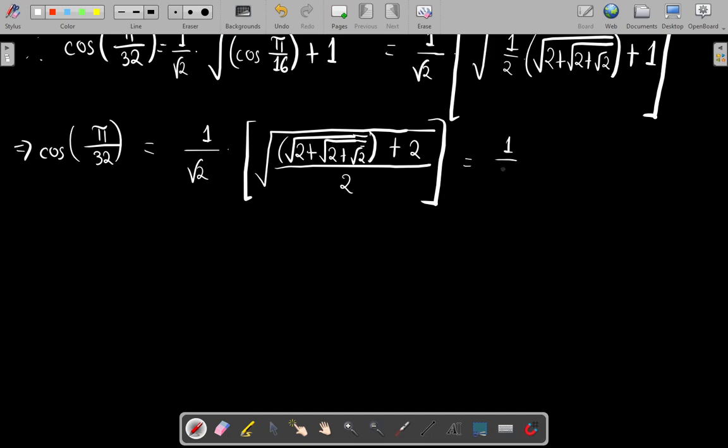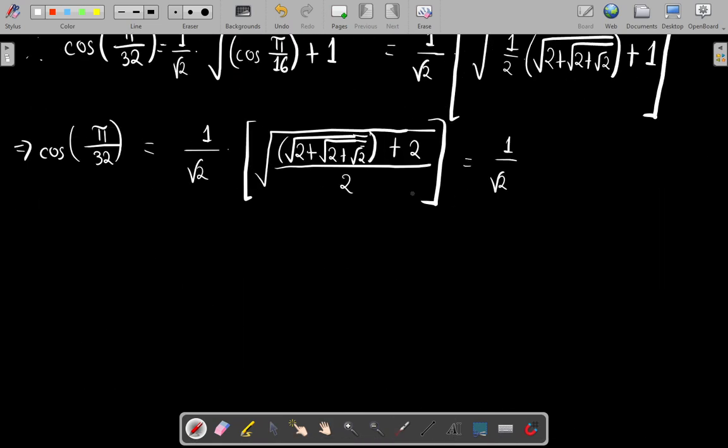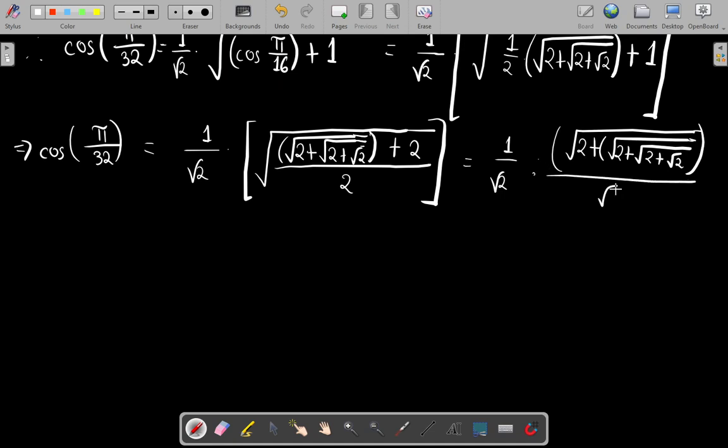And then again I will use this separation of the numerator and denominator, square root of p upon q equal to square root p by square root q. So in the numerator we will be left with 2 plus the bracketed term, square root of 2 plus square root of 2 plus square root of 2. Okay, so this is what is there in the numerator now, and in the denominator we have this root 2, right?